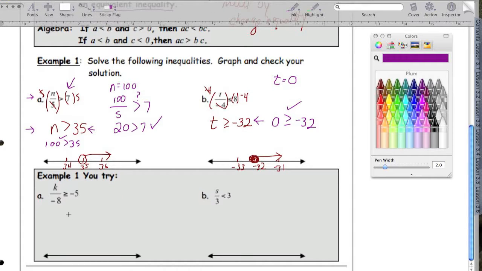Let's try 2 and the u try. These are being divided, so I want to get the variable by itself. I multiply both sides by a negative number. -8's cancel, k comes down. I'm multiplying by a negative, so my inequality sign has to flip. And -5 times -8 is +40. 39, 40, 41 is going to be a closed circle shaded to the left.